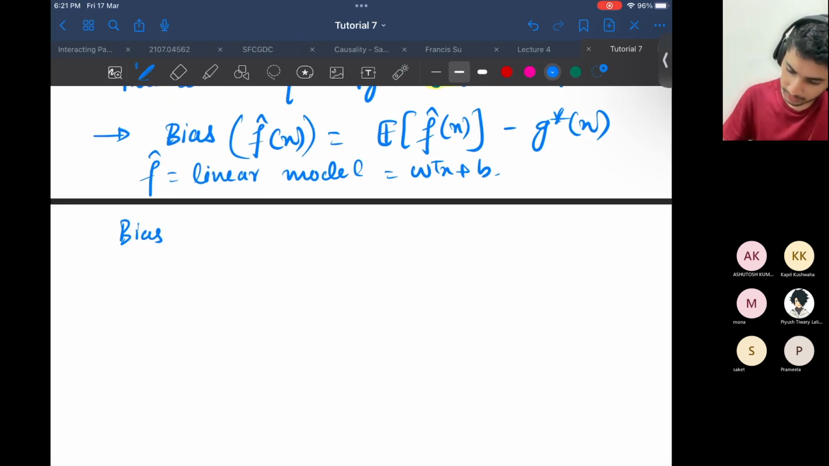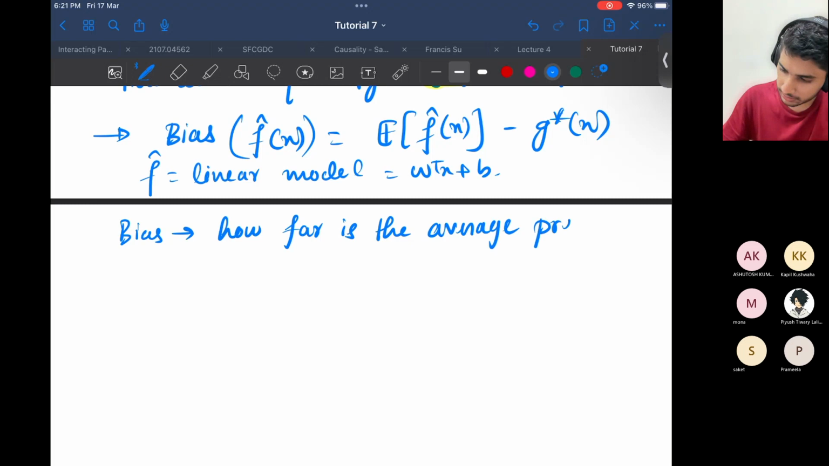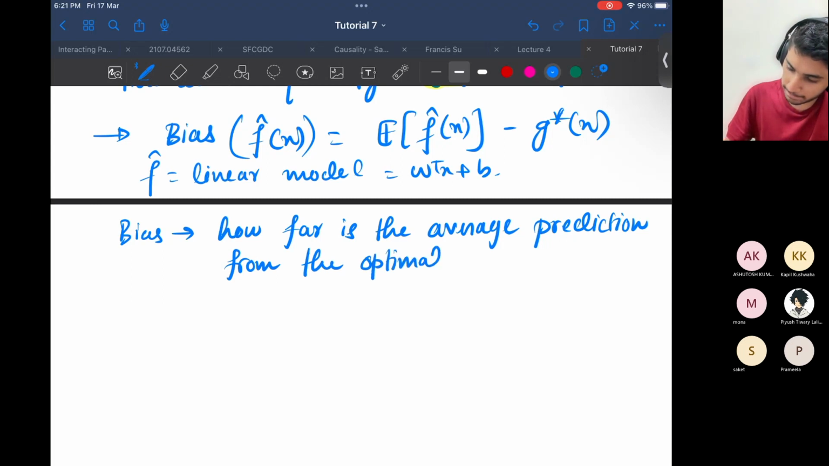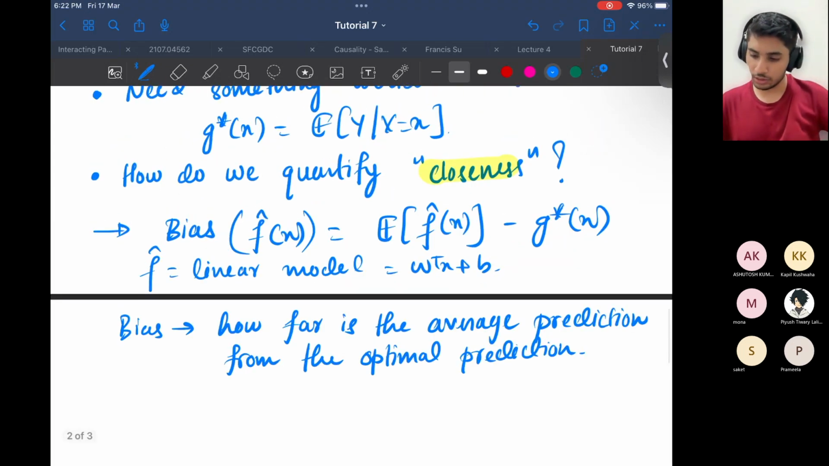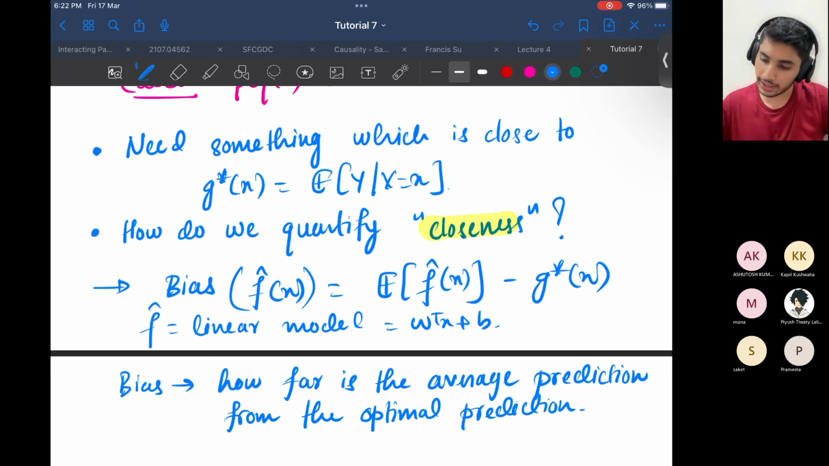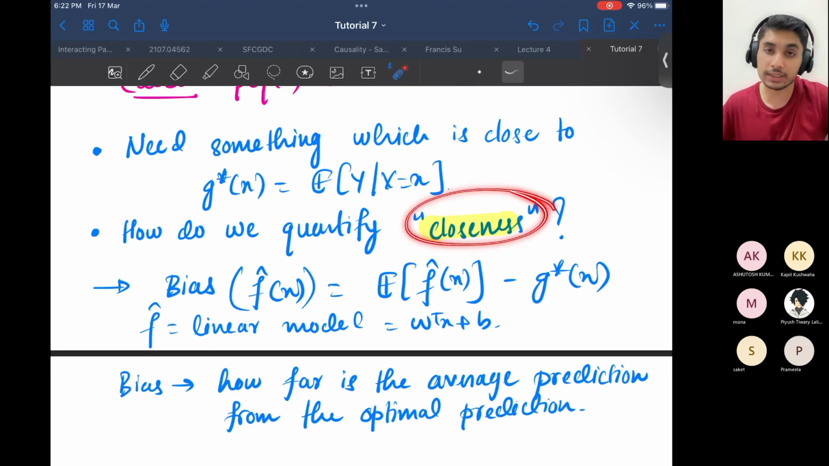Bias, what is it describing? How far is the average prediction from the optimal prediction, right? So this is what bias is telling us. In some sense, it is trying to define what this closeness is.